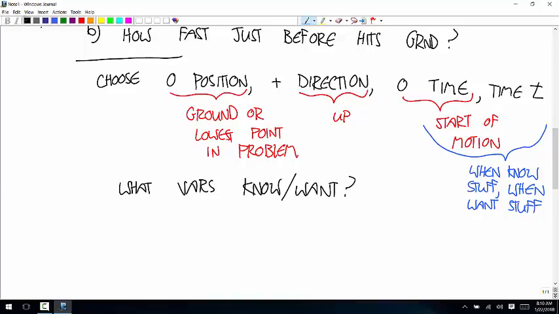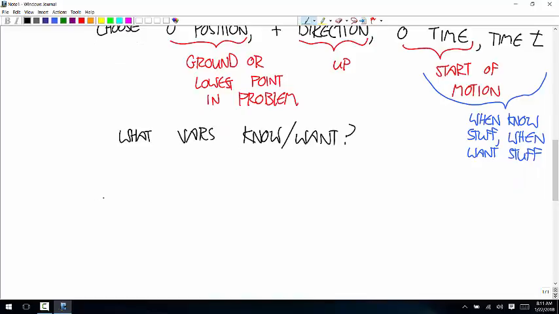Okay, so let's list out what we know and what we want. In this problem, our time equals 0 is going to be when the object starts at a height of 1 meter. Part A, well, both of them, we're trying to find when it hits the ground. So our time 0 is when it's at 1 meter, and our time t is when it hits the ground.